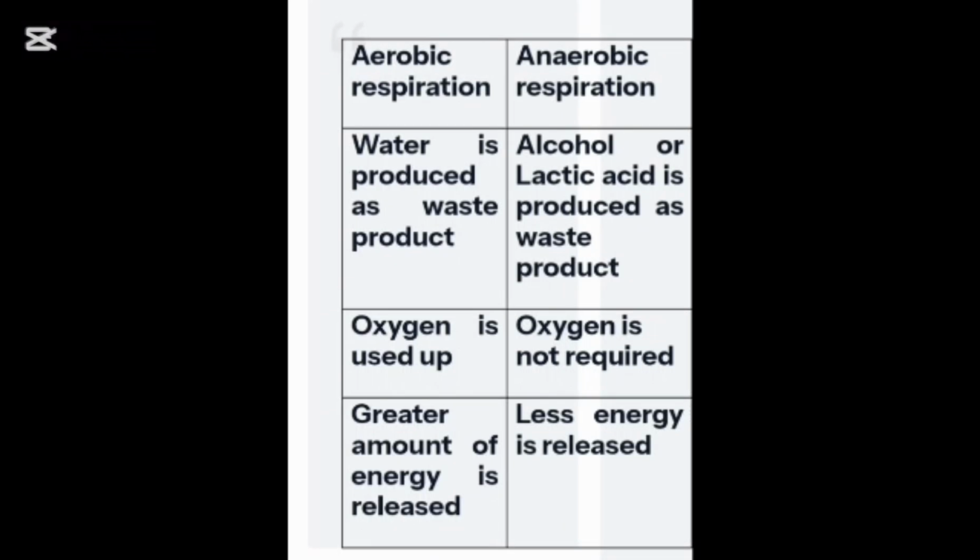Differences between aerobic and anaerobic respiration. For aerobic, water is produced as waste product. For anaerobic respiration, alcohol or lactic acid is produced as waste product, not water. Now, for aerobic respiration, oxygen is used up. It can get exhausted and it's made use of, but in anaerobic, oxygen is not required.